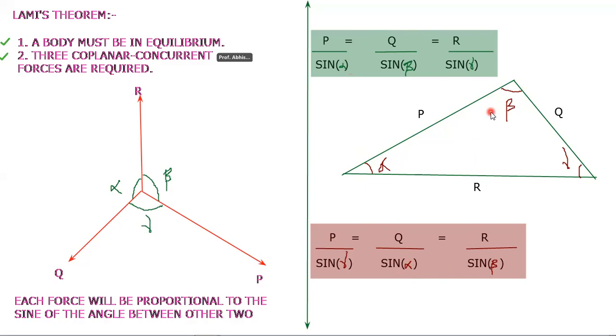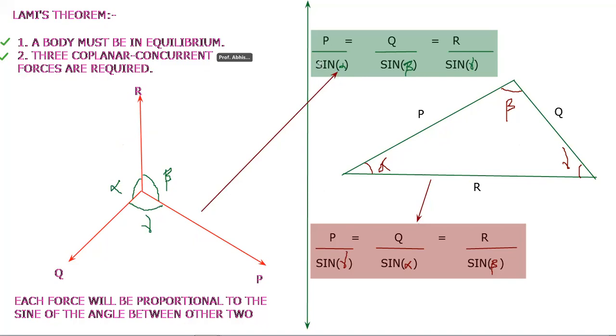In any numerical, if you find that three forces are there, like this, and three angles are given, and they ask you to find one unknown force, then you can understand that this numerical is based on Lami's theorem. And if a triangle is there, then this numerical is based on the sine rule. You can apply this equation for Lami's theorem, and for a triangle you can apply this equation.